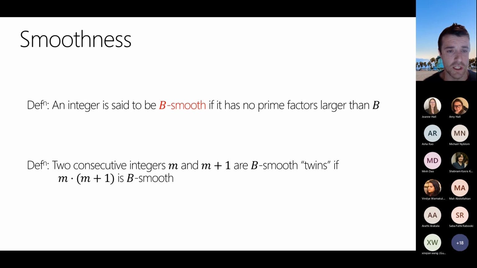We say that an integer is B smooth, with B being an integer, if it has no prime factors that are larger than B. And then quite plainly, we say that two consecutive integers n and n plus 1 are B twins, or twin smooths, or B smooth twins if their product is B smooth. So if each of them is B smooth, then their product, of course, will be, and vice versa. So that's what we're looking for.